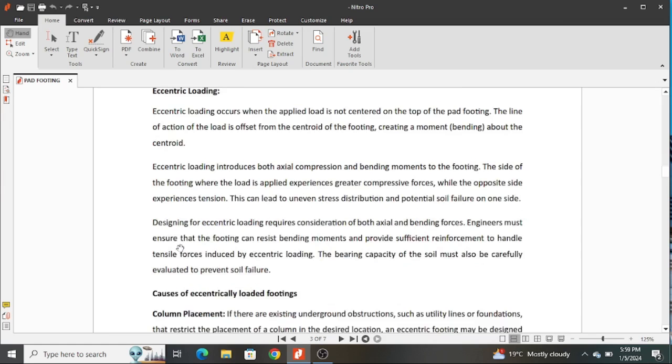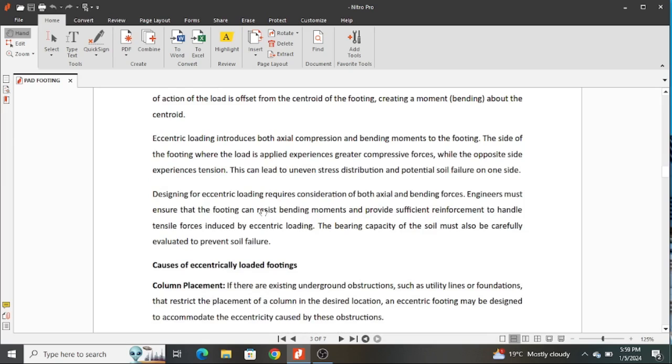Therefore, that tension needs to be designed for, and reinforcement or a proper structural mechanism has to be taken into consideration. This is because there is uneven stress distribution and potential soil failure on one side as compared to the other. So designing for eccentric loading requires consideration of both axial compression forces and bending moments, that is, the forces that cause bending in the footing. Therefore, as an engineer, you must ensure that the footing can resist bending moments and provide sufficient reinforcement to handle tensile forces induced by the eccentric loading. The bearing capacity of the soil must also be carefully evaluated so that you do not have a case of soil failure in your design.